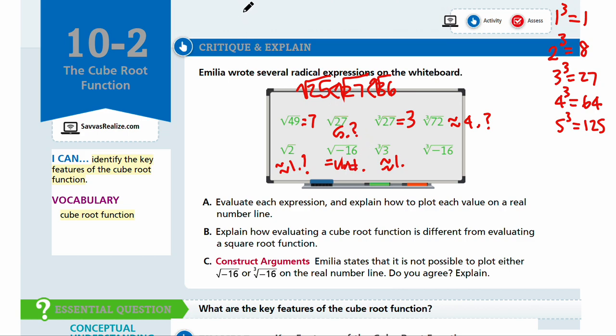So 1.1 squared, you have to calculate it. 1.1 squared is 1.21, right? And then you see which one it's closer to.